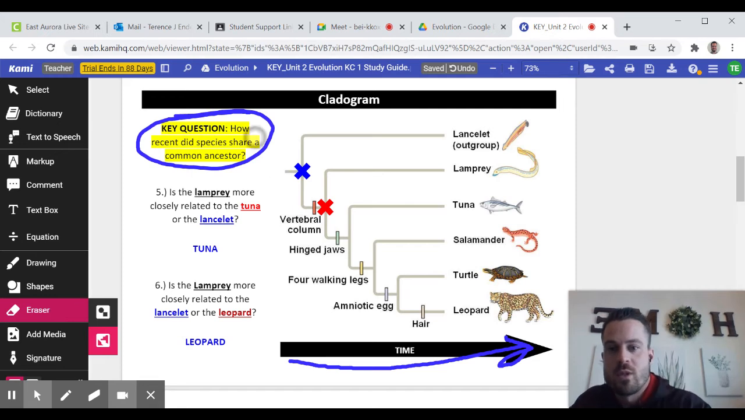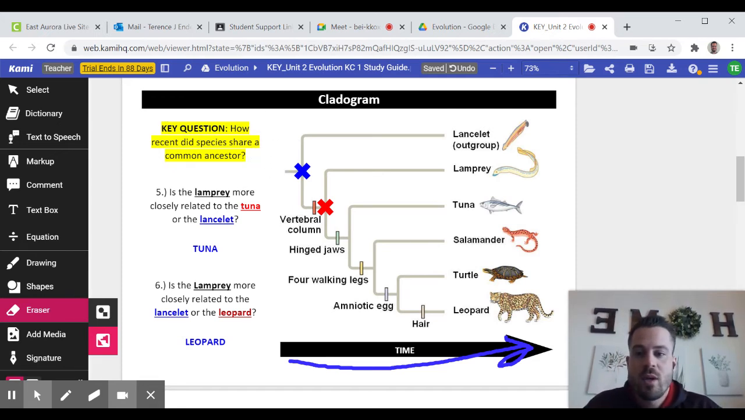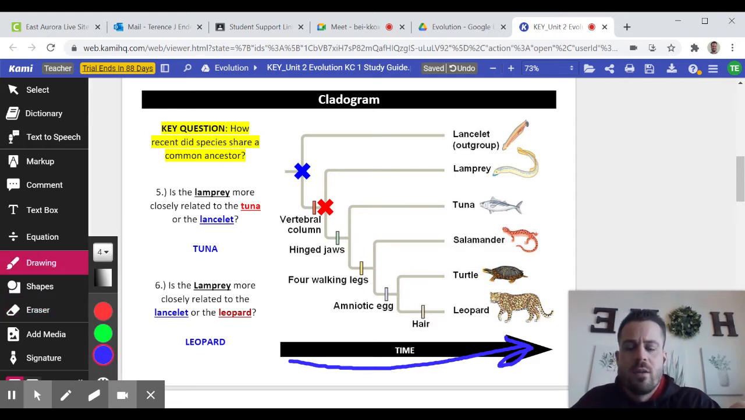So let's work through question 5 together. Is the lamprey more related to the tuna or the lancet? Now I marked the common ancestors on here for you. You'd have to do this on your own on the test. But the lancet's common ancestor with the lamprey is in blue. Let me show you how I found that. I follow the tree to where the two intersect.